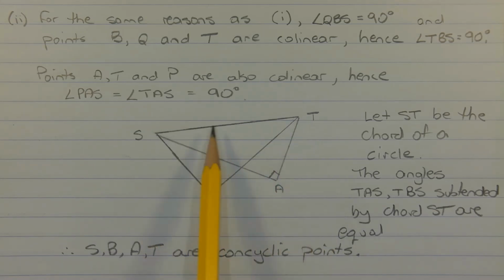Here is interval ST, here is angle TAS and angle TBS, and they're both 90 degrees, both equal to each other. So if we let ST be the chord of a circle, then the angles TAS and TBS subtended by chord ST are equal. And because they're equal, that means S, T, A, B must be points on the same circle. Therefore, S, B, A, T are concyclic points.